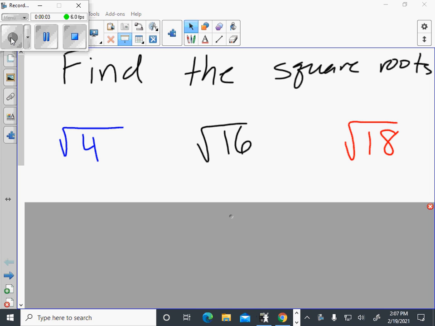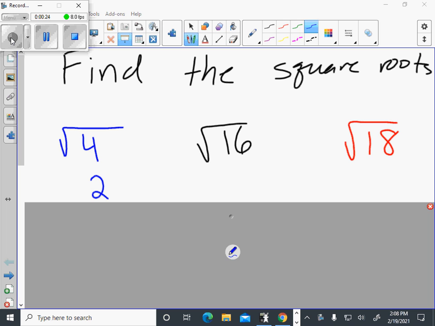Okay, we are starting 3.2, which is complex numbers. Starting off here, all I want you to find is the square roots of these numbers. Okay, the square root of 4 is equal to what?